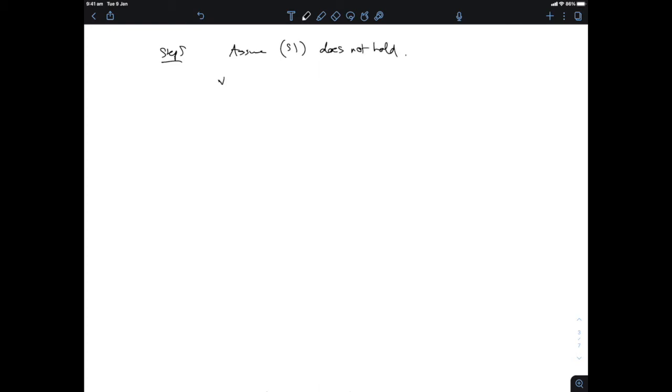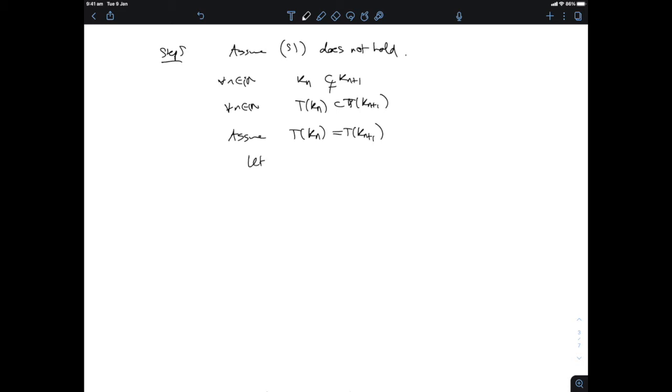Now we have that for all n, Kn is included in Kn+1. But if S1 does not hold, this means that this inclusion is strict. Now, we also have that T of Kn is going to be included in T of Kn+1. But I want to show that this inclusion is also strict. Now, assume it's not. Assume that for some n, I have that T of Kn equals T of Kn+1.